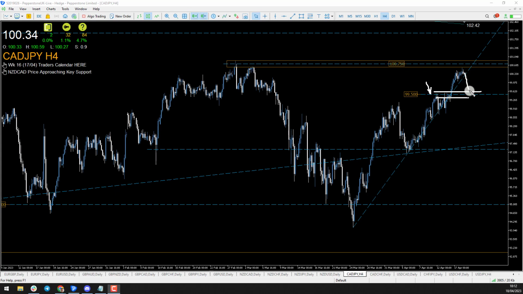If price was to trade down to here, maybe there could be something where we look for a long back up into the 100.75 or even beyond at that point, because we'd be able to get a good reward to risk position in here, with first targets being the 100.75, and then if price breaks through, we've got the opportunity to trade even higher. So that's what I'll be considering there for CAD yen.